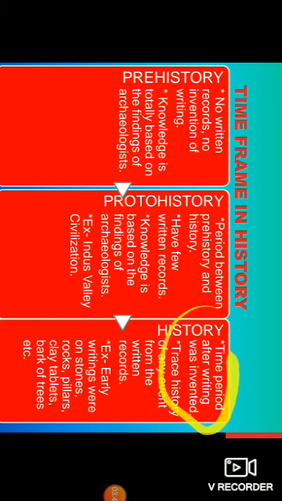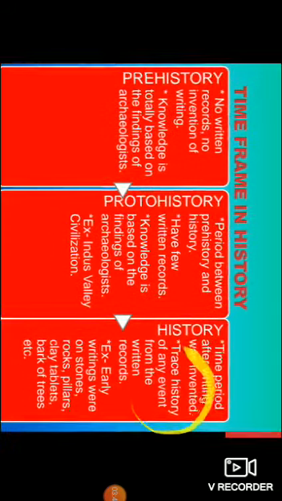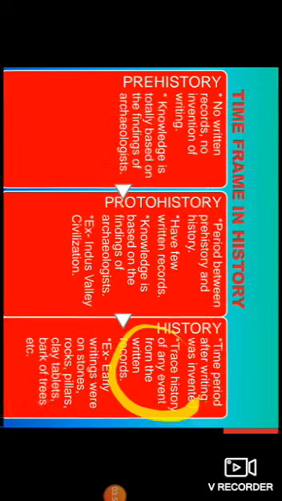History. History is the time period when writing was invented, that is, after writing was invented. We can trace the history of any event from the written records, because we have the written records. Example, early writings were on stones, rocks, pillars, clay tablets, bark of trees, etc.